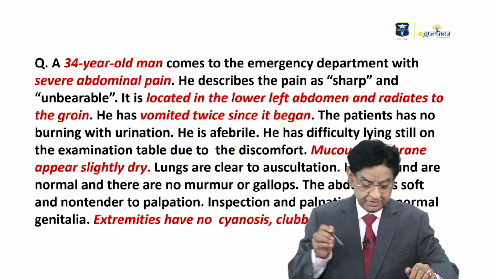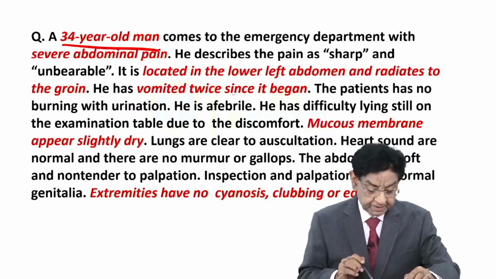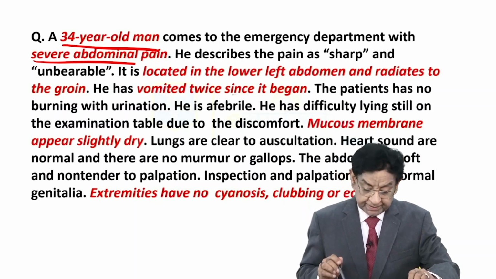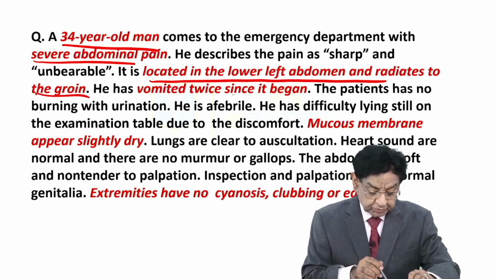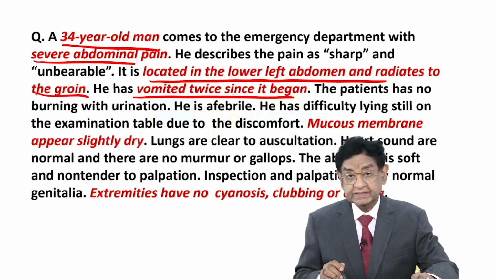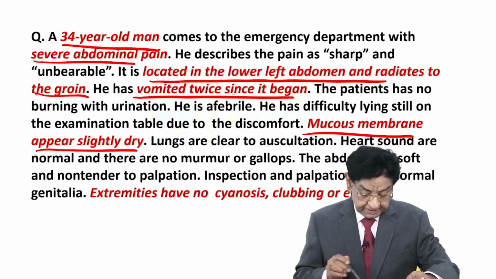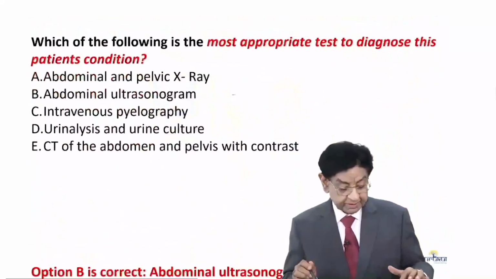Hello everyone. So we have a 34-year-old man and he has come to the emergency with severe abdominal pain. It is located in the left abdomen and radiates to the groin. And he vomited twice when it began. Mucous membrane is slightly dry. Extremities have no cyanosis, no clubbing, no edema.